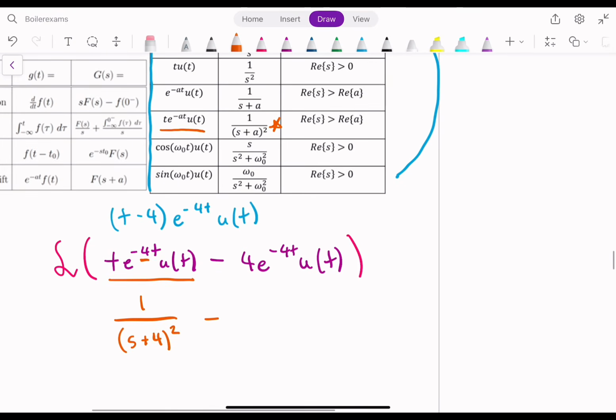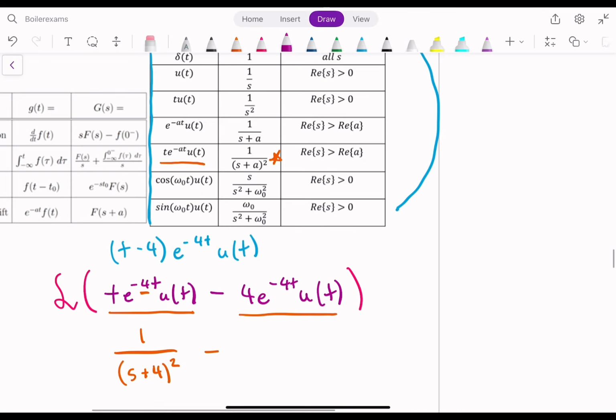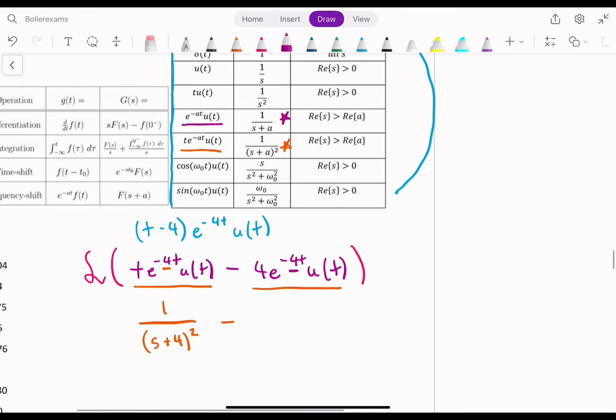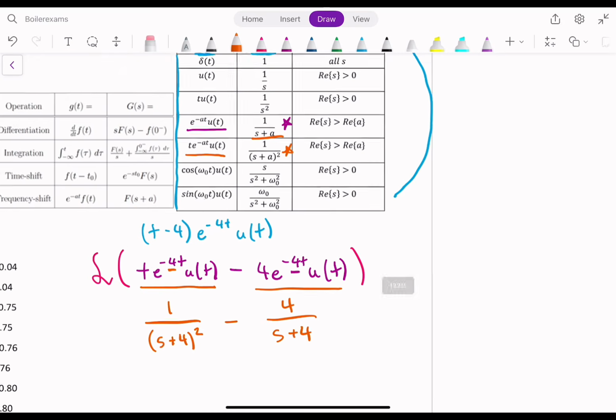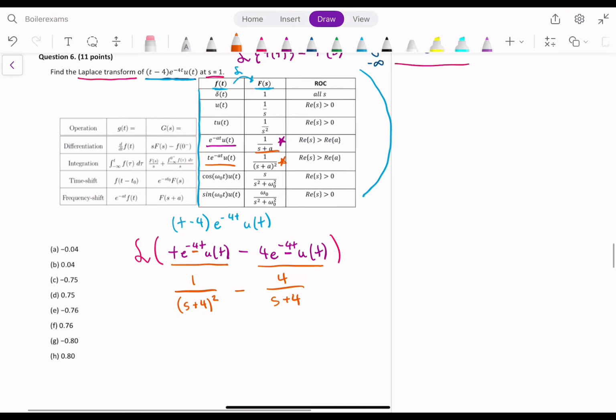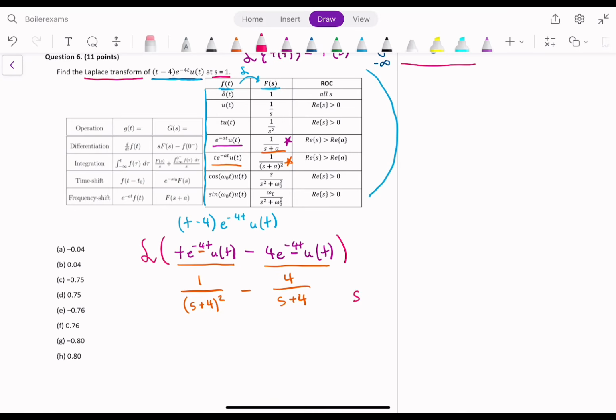Our next term is negative 4e to the negative 4t u of t, and so it is in the form of this function right here, which just gives us 1 over s plus a, with our a value being 4 again. Then we have a coefficient of negative 4, so it's going to be negative 4 over s plus 4, and there we go. There is our Laplace transform of that function, and then we're just going to plug in s is equal to 1. That's what the question is asking.